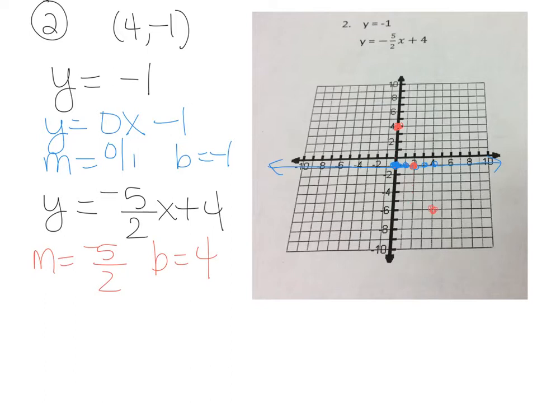Okay, but I don't have to go any farther because my two lines have already crossed, and they crossed right here, and that is the point (2, -1).